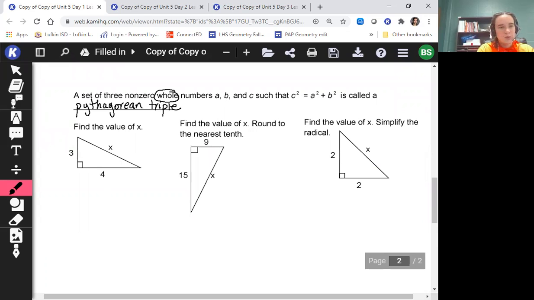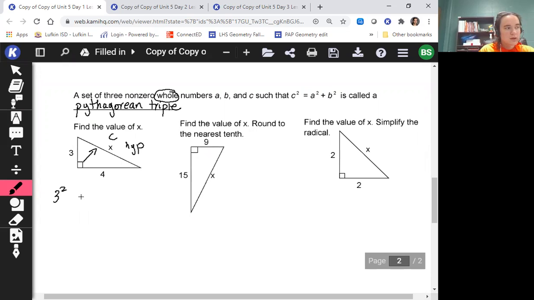So our first one, we need to label the side across from our right angle, and that's x, and that's our hypotenuse. So that's C, or you can label it as HYP for hypotenuse. So that is C. The other two sides are A and B. It doesn't matter which place you put those in.